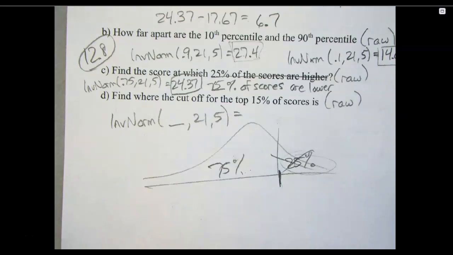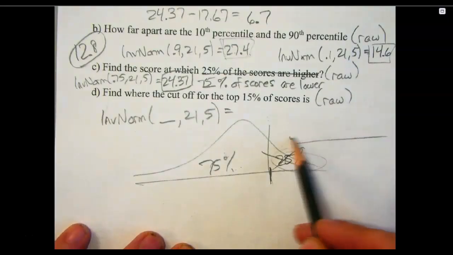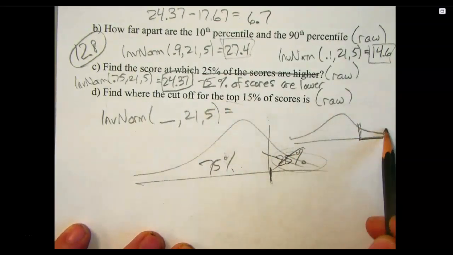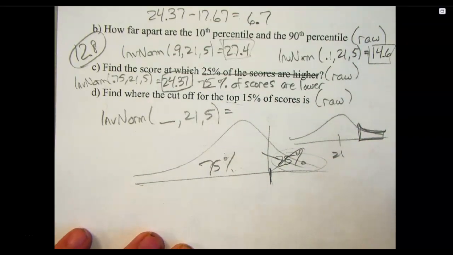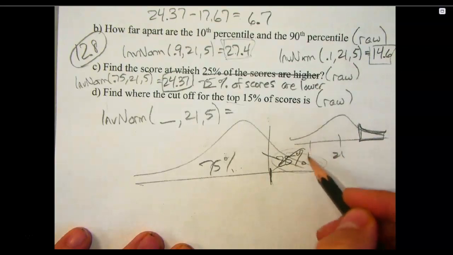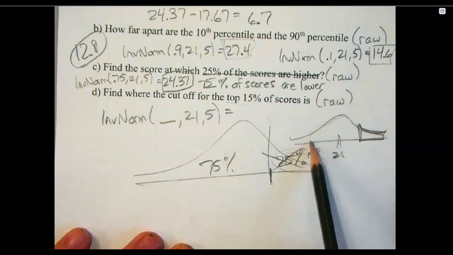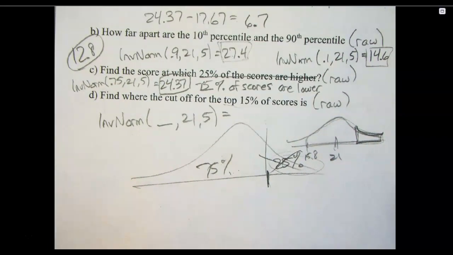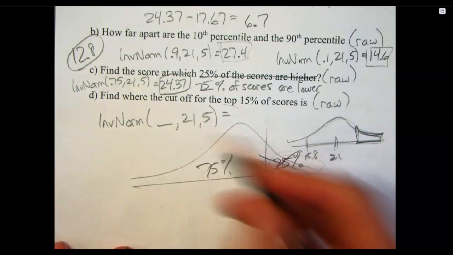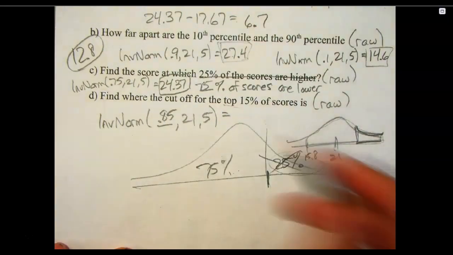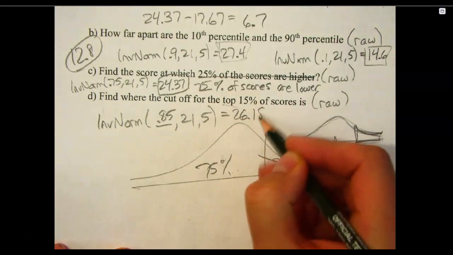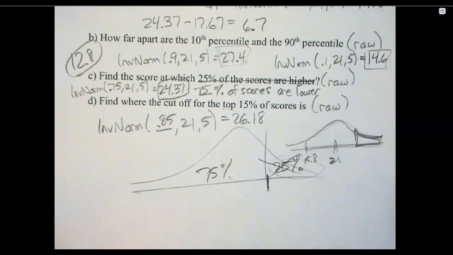And if you forget to flip it, this is where thinking through your answer makes sense. Top 15% of scores should be up here. The mean is 21. Well, if I forget to flip it, I get 15.8. So you're saying the mean's 21, but the top 15% of scores are above 15.8. That doesn't jive. It doesn't make sense. So hopefully you would think through that and be like, okay, wait, I screwed something up. Oh, I have to flip it. You should be putting 0.85 here, which gives you 26.18. How many had 26.18? Alright. Questions on this at all?